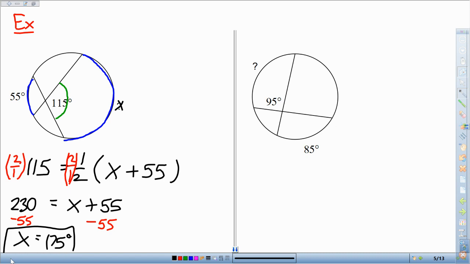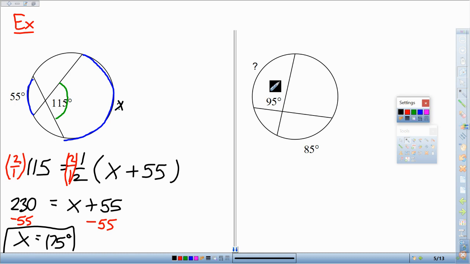I'm just taking a look at my circle, seeing if this answer makes sense. We're talking about the measure of an arc. All right, 175, that's really close to 180, a semicircle. Does this look like it's almost a semicircle? Yeah, it does. This answer makes sense. Always looking in the context of, does it make sense? Does it look like it's greater than 180 or less than 180? That's the way I would think about it.